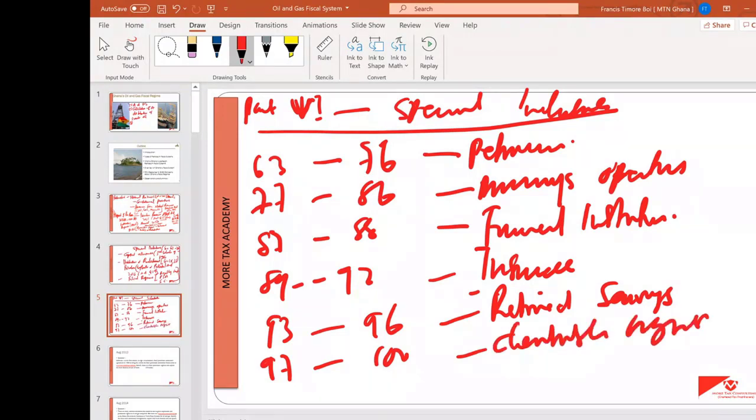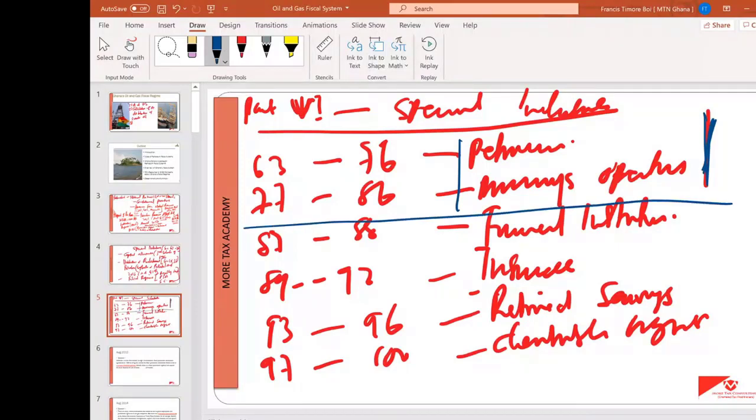Now, in these special industries, for as far as we are concerned, for oil and gas, we are going to deal with only these two: petroleum and mining operations. So all this while, the discussion has been on petroleum operation. Next week, I'm going to switch into mining. Then we are done with oil and gas.